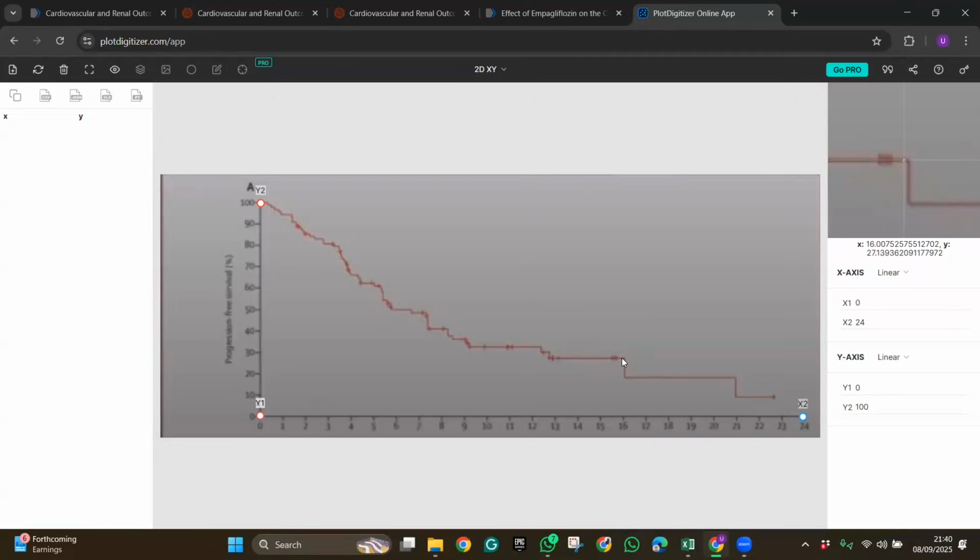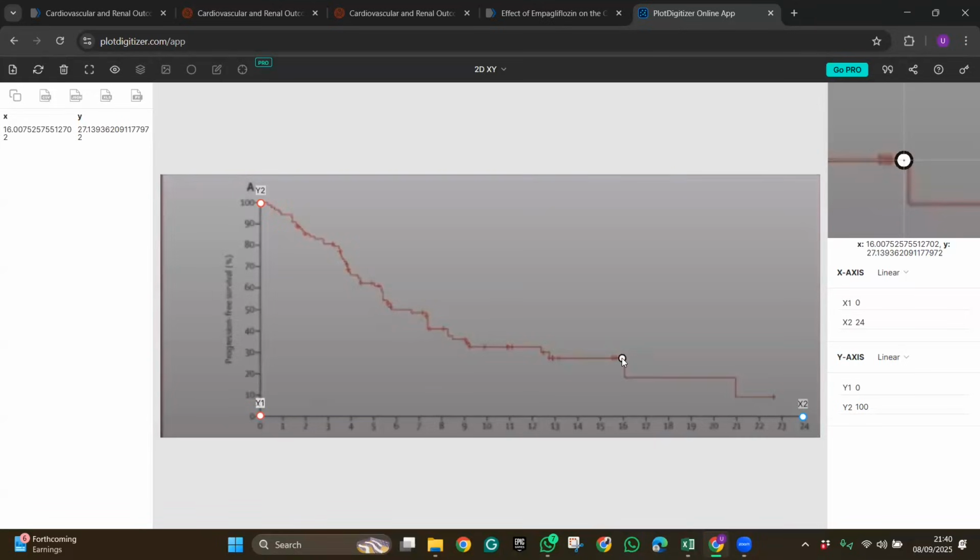Why am I taking it at week 16? Because I'm giving you guys an example. Let's say the progression-free survival was reported for the other studies at week 16. It's not asking me for week 2 or week 3 or week 4. It's asking me, what was the progression-free survival at week 16? I'll take the data for week 16. I'm going to click here.